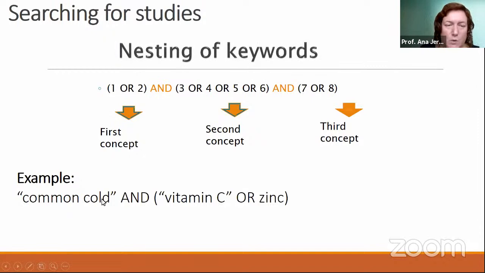So common cold and vitamin C, so we would have papers with common cold and vitamin C, or zinc. So without brackets, I would also have papers on DNA binding proteins containing zinc in this search, and this is not related in any way with common cold and vitamin C. So by using brackets, we can identify different concepts and then combine them with Boolean algebra.